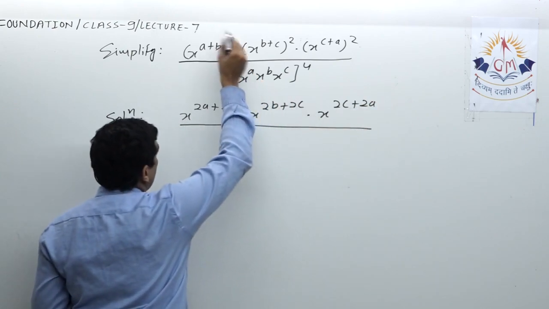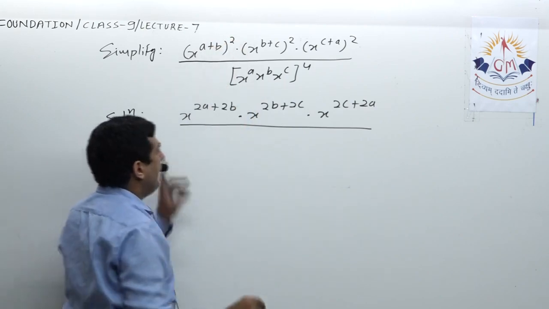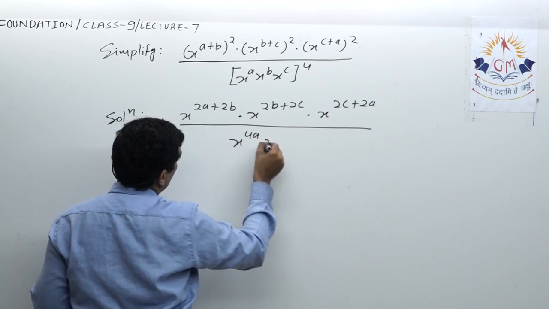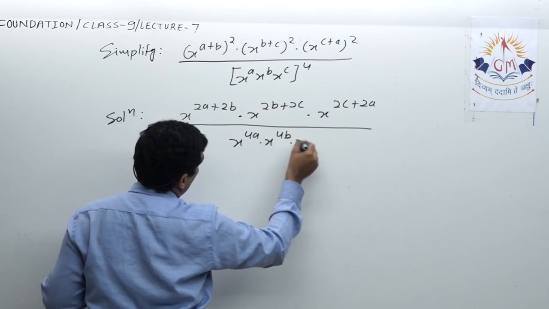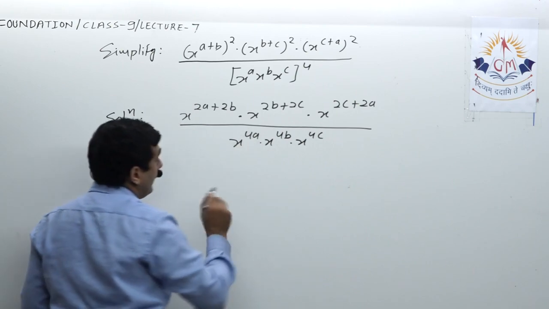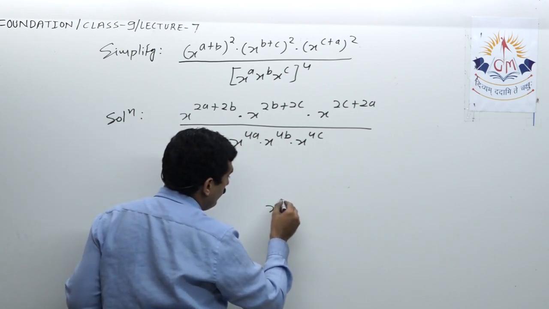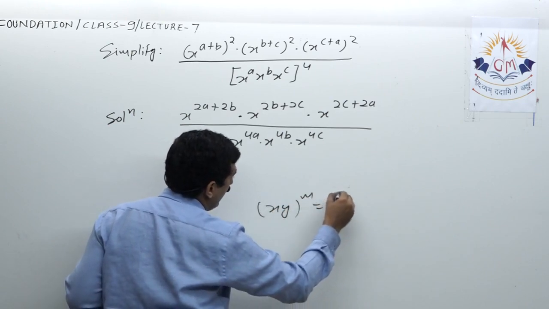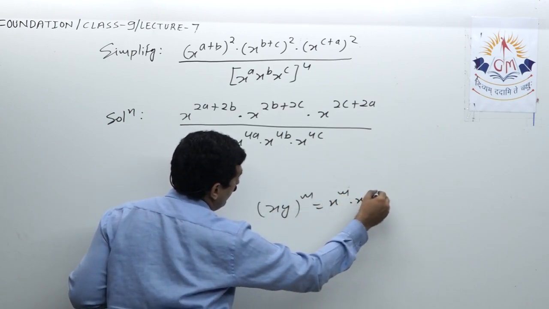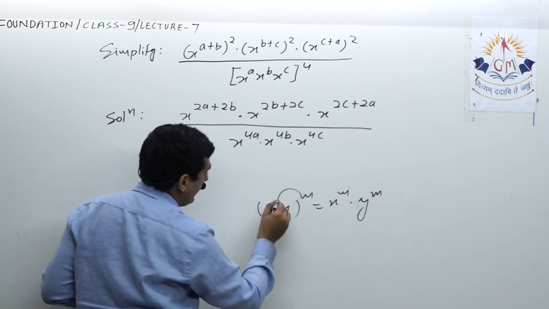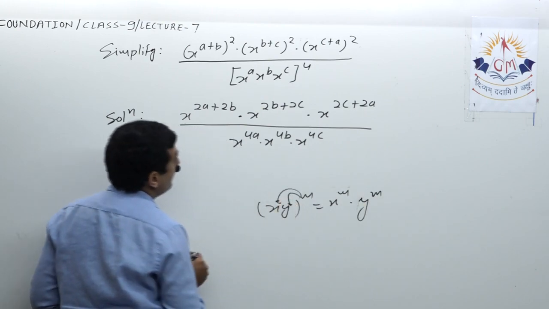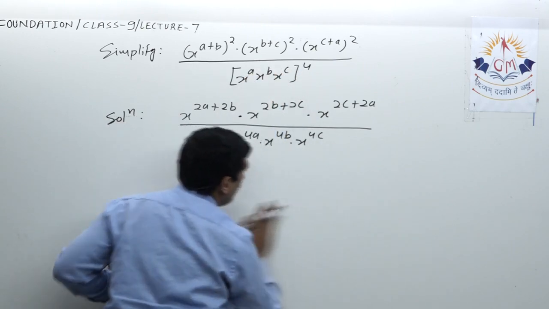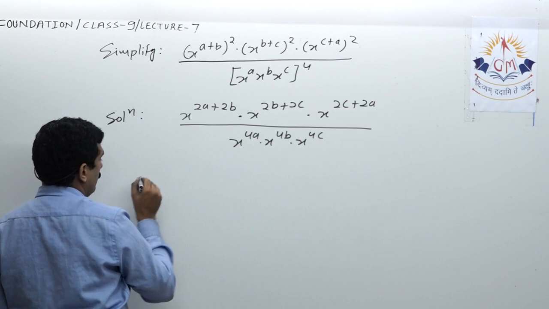Actually, the next step should be x raised to 2 into (a plus b). I directly multiplied. Over here, x raised to 4a into x raised to 4b into x raised to 4c. I applied which law? (x into y) raised to m is equal to x raised to m into y raised to m. That means this power will come over here as well as over here. So this 4 will come over here as well as over here. So in this way, this is the denominator.